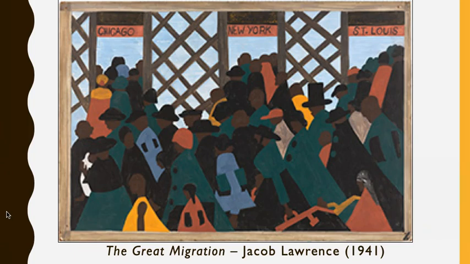And this was a general migration of African Americans from the South moving upwards to the North. Most commonly, as you can see in this painting by Jacob Lawrence, most commonly they ended up in Chicago, New York, or St. Louis. So not coincidentally, each one of those three cities becomes a major center of jazz music. Today, of course, we're looking at New York.